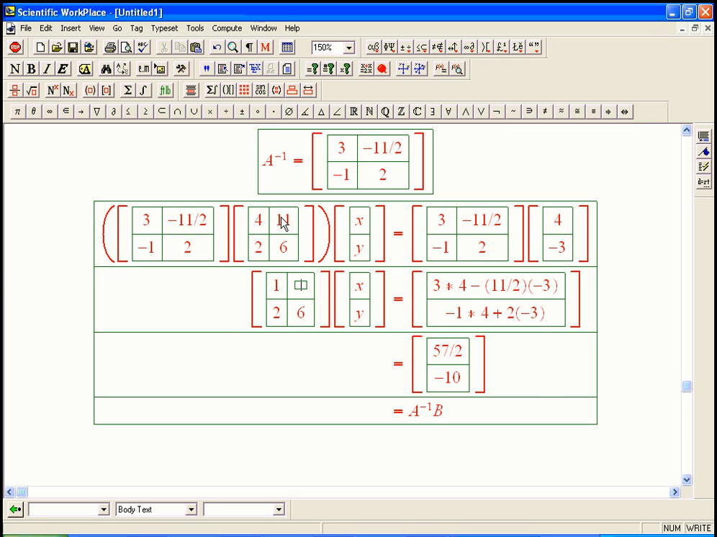3 times 11 is 33, minus 11 halves times 6 is minus 33. That's a 0. Very simple. Minus 1 times 4 is minus 4 plus 4 is 0. And minus 11 plus 12 is 1. So what's so special about that? Why is it so interesting that we get this matrix?